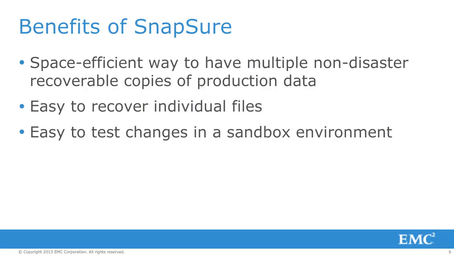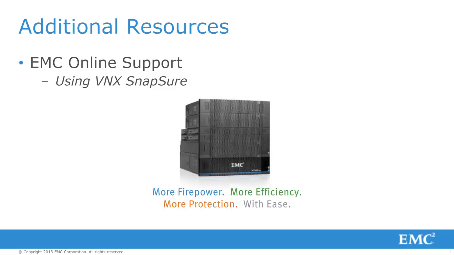SnapSure is a space-efficient way to have multiple non-disaster recoverable copies of production data. SnapSure makes it easy to recover individual files as well as test changes in a sandbox environment. For more information, see the Using VNX SnapSure documentation on support.emc.com.